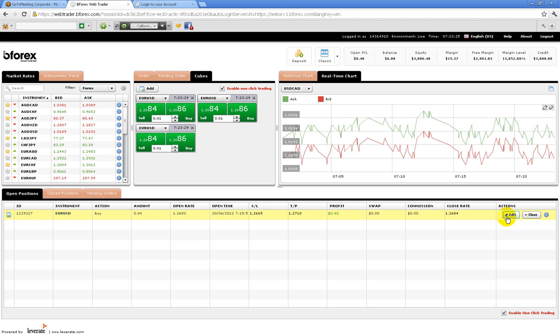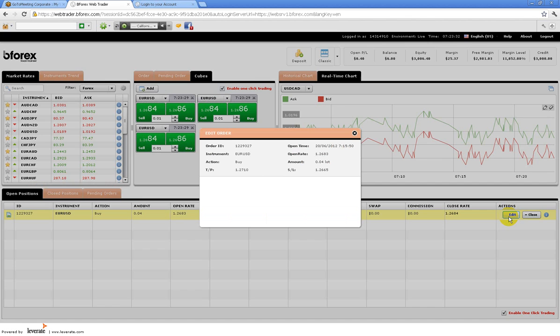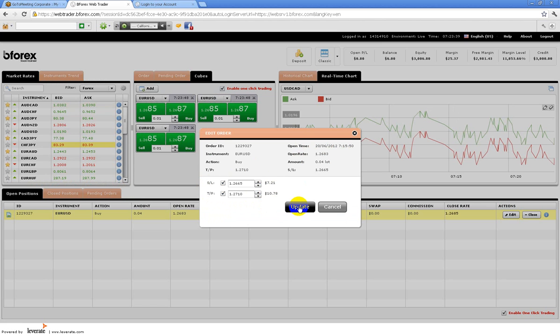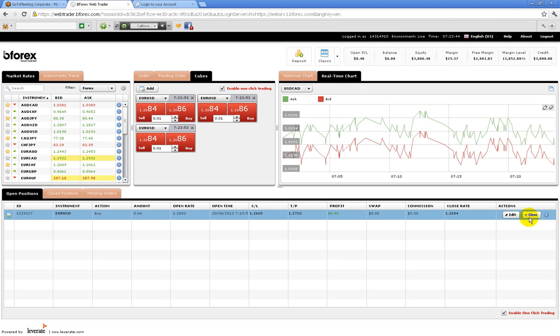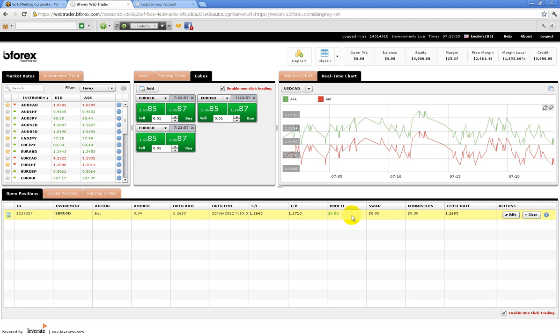If, for example, I want to edit any stop loss or take profit, I can click on edit, and I can change my options here. And I can click on update. Let's cancel it. Or if I want to close the position, the only thing I need to do is click close position. And my position is closed. At the moment I made 80 cents, so I'm doing pretty well.